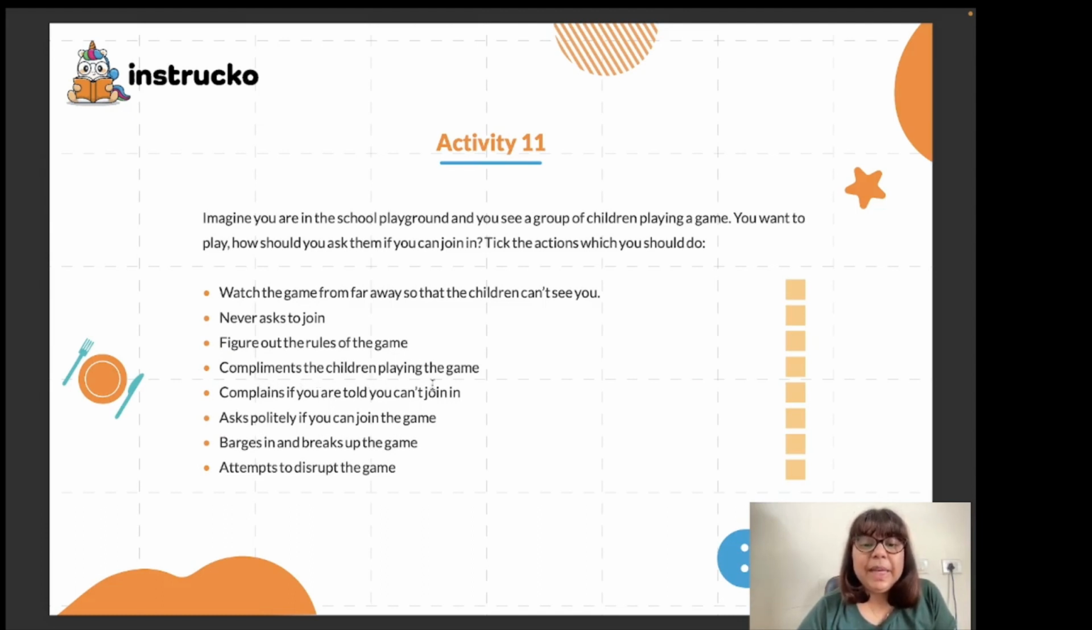Compliment the children playing the game. Okay. Complain if you are told you can't join in. No, that's not good. Ask politely if you can join the game. Of course. Barge in and break up the game. No, that's never good. Being a bully is never a good answer. Attempt to disrupt the game. No.